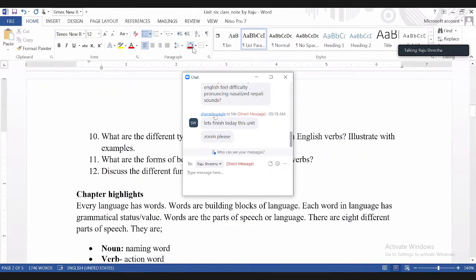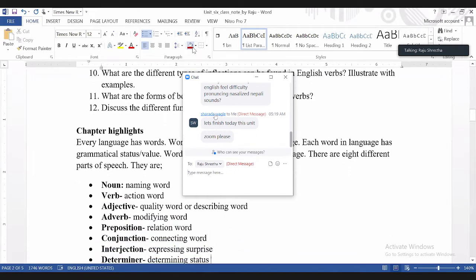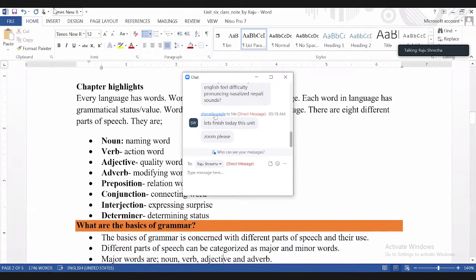What are the different types of inflections that can be found in the English verb? Illustrate with examples. What are the different forms of be verb? What are the qualities of verbs? Discuss different functions expressed by modals. Questions like this may come. Let us prepare this unit from two perspectives: one, opinion seeking, content knowledge seeking, and the next one is problem solving, rules. So here what we have to understand is, every language has words.